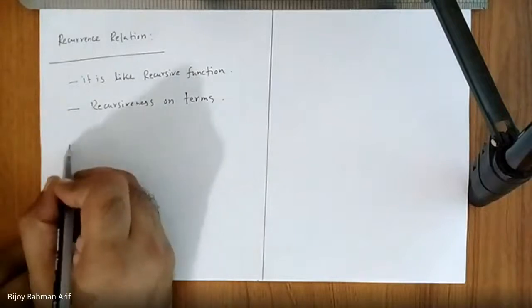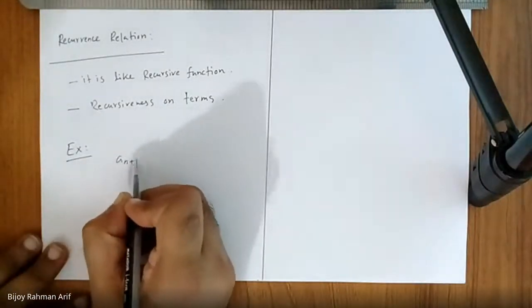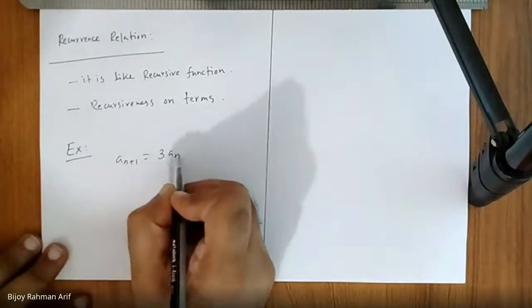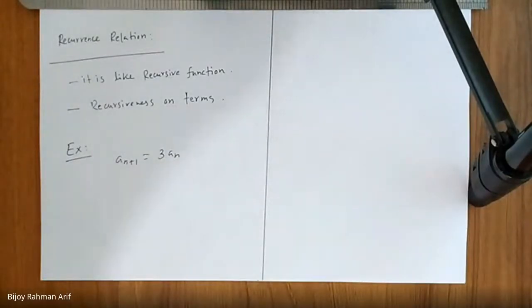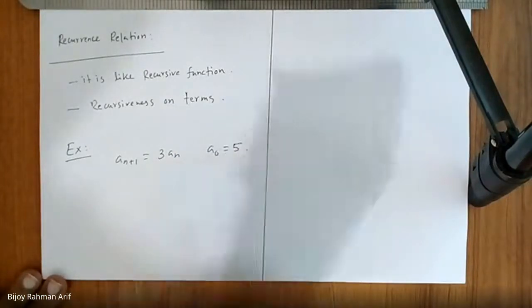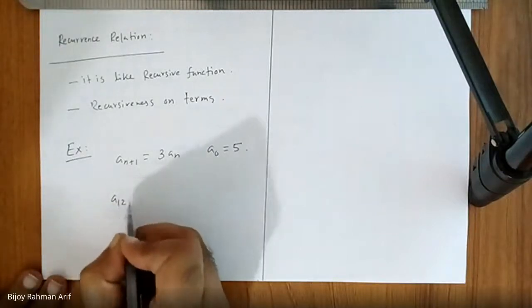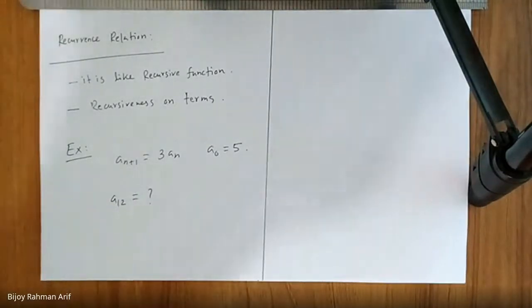So let's give an example. a(n+1) = 3an. Okay? So this is a recurrence relation. And initially, let's say a0 = 5. Now tell me, what is the value of a12?